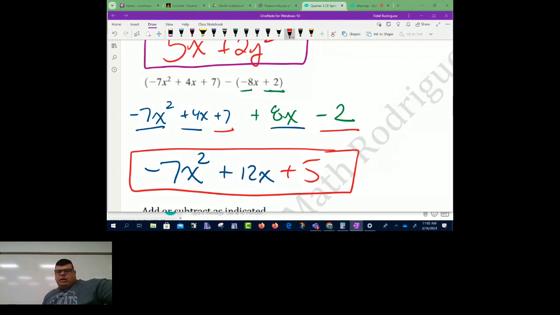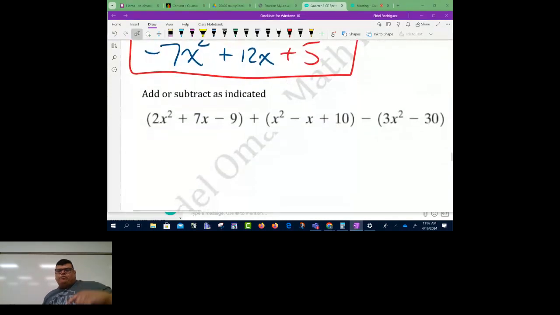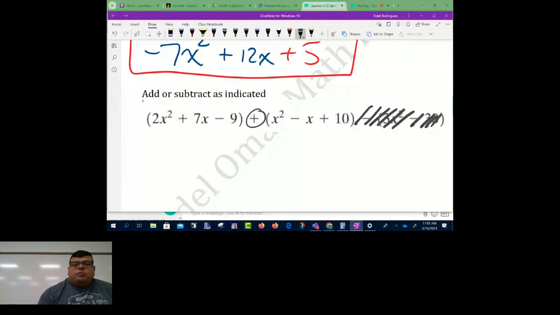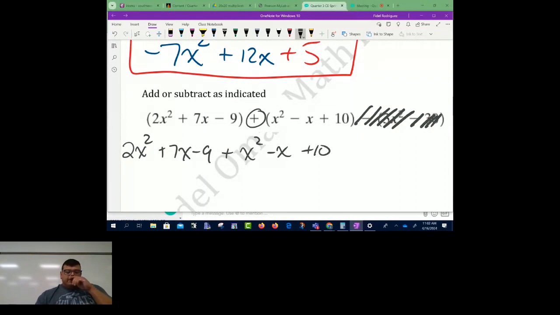All right. And y'all, I'm going to scroll down one more time. Okay. And this one here says add or subtract as indicated. Y'all, let's do this. For this particular problem, let's pretend that this guy is not even here for right now. Okay. I'm just going to pretend that's not even there. Look what we're doing here. We're adding. So what does that mean I'm going to do? I'm just going to drop my parentheses, y'all, and I'm going to combine my like terms. Okay. So let's do that. Let's see what we got.